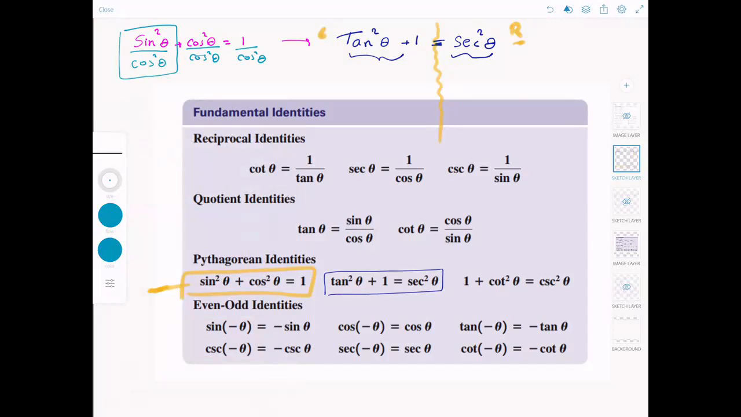Joshua? I'm sorry, what was the question? The question was, what is sine squared over cosine squared? This one. Sine squared over cosine squared? Wouldn't that be tangent squared? Very good. So here you see sine over cosine is tangent.